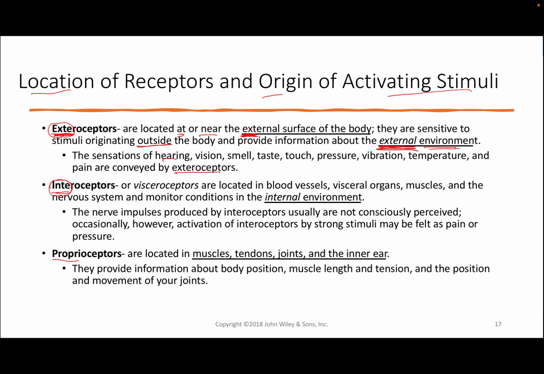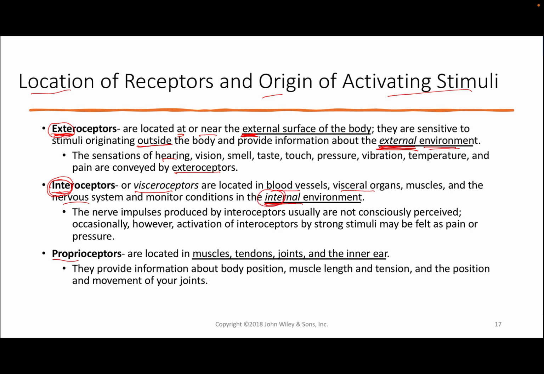Interoreceptors, on the other hand, are also known as visceroceptors because they are going to monitor the viscera. These are typically going to be located in things like blood vessels, your various visceral organs, as well as muscles and within the nervous system itself. They are there to monitor the internal environment.